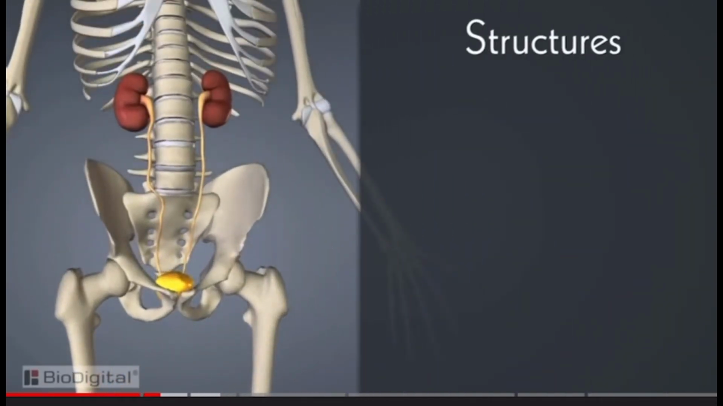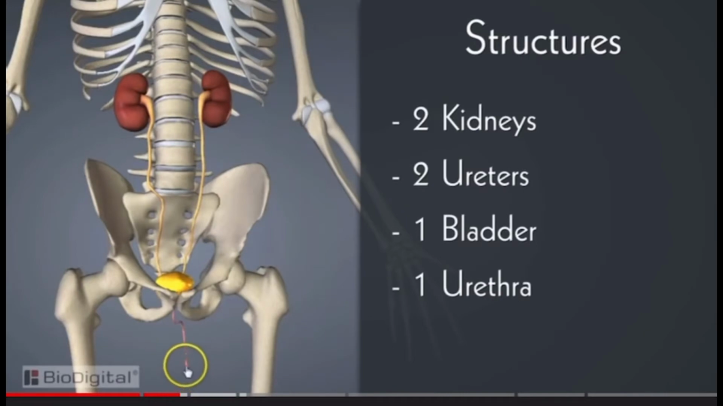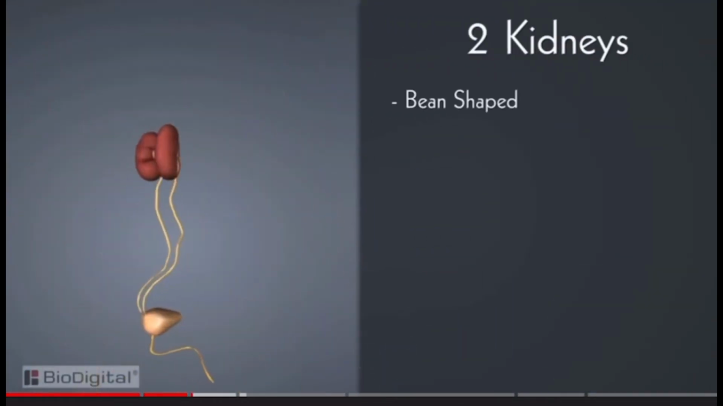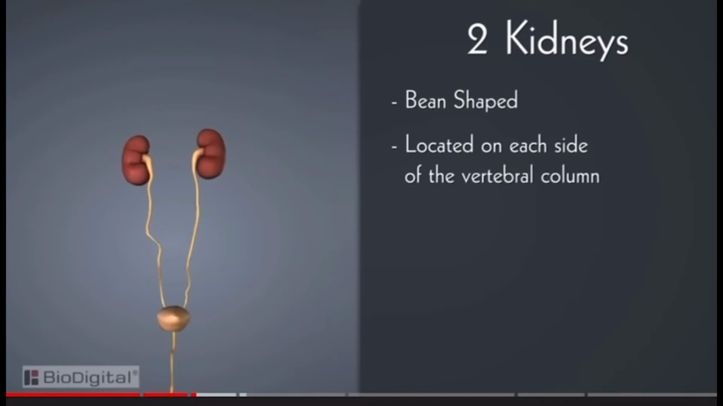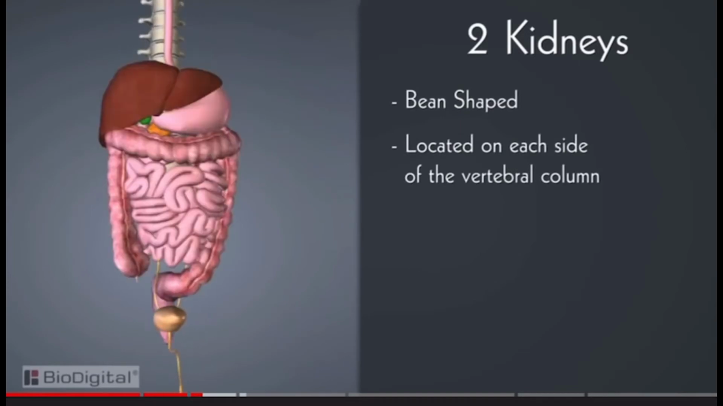Let's take a look at the basic anatomical structures of the urinary system. They are 2 kidneys, 2 ureters, 1 bladder, 1 urethra, and the urethra meatus. Now the 2 kidneys are bean-shaped in appearance. They are located on either side of the vertebral column behind the upper part of the abdominal cavity.